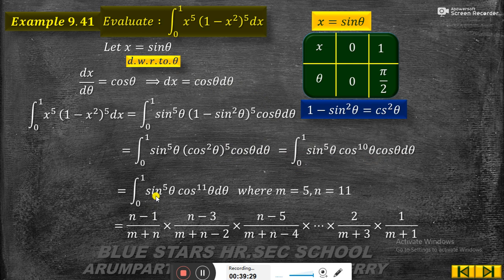And the next step, sine power 5 theta cos power 10 plus 1, 11, cos power 11 theta d theta, where m equal to 5, n equal to 11. Therefore the answer is given by this formula: n minus 1 by m plus n, n minus 3 by m plus n minus 2 into n minus 5 by m plus n minus 4 up to etc., 2 by m plus 3 into 1 by m plus 1. Here m is an odd number and n also an odd number, both are odd numbers.